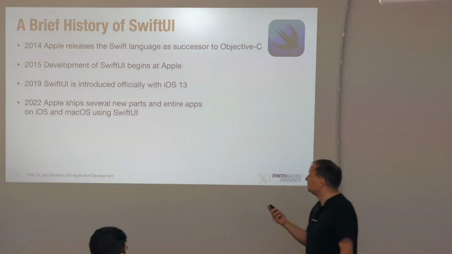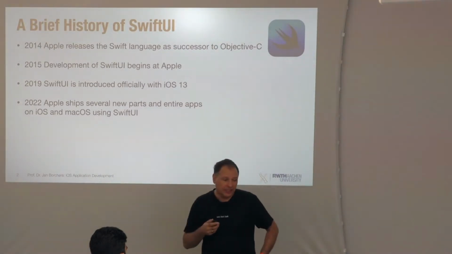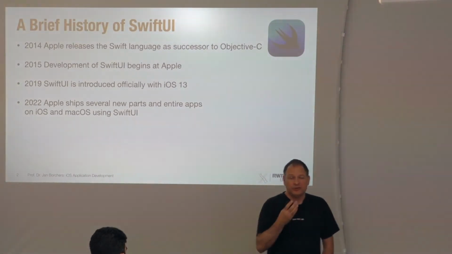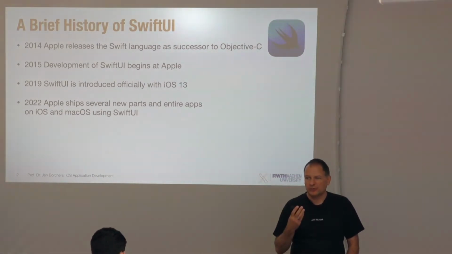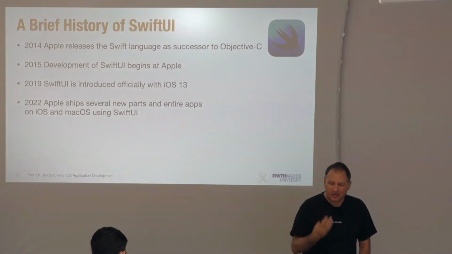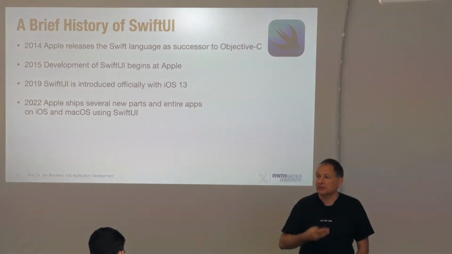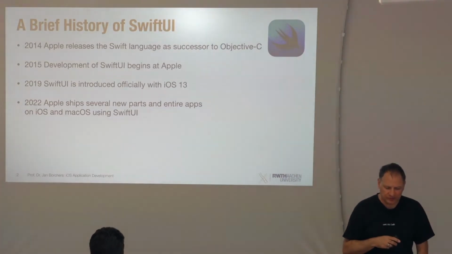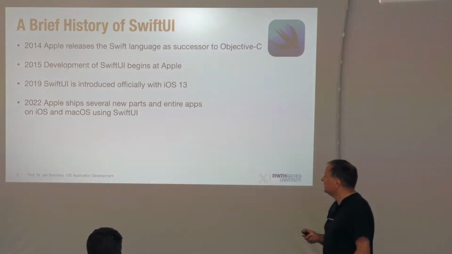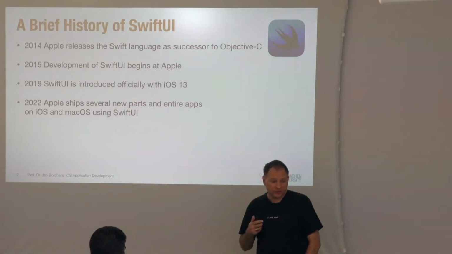Meanwhile, SwiftUI development was going on at Apple. It was inspired by saying, well, we've really designed Swift as a modern language. It's designed to do something better, to do something more modern also in the user interface toolkit. And that's what SwiftUI was aiming to be. So it came out in 2019. It was officially introduced with iOS 13.